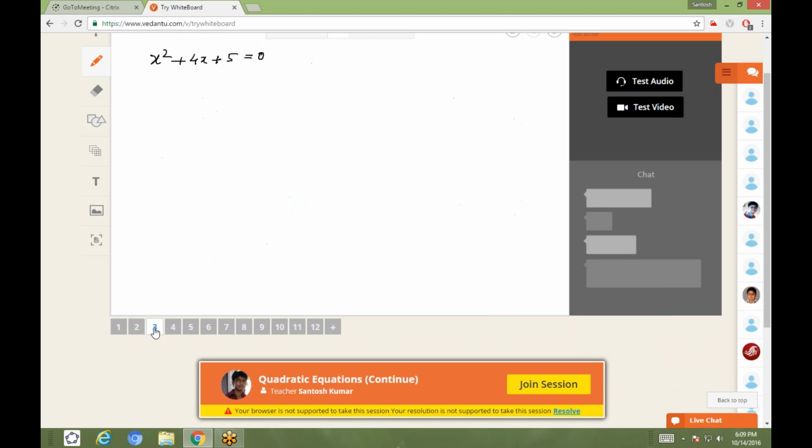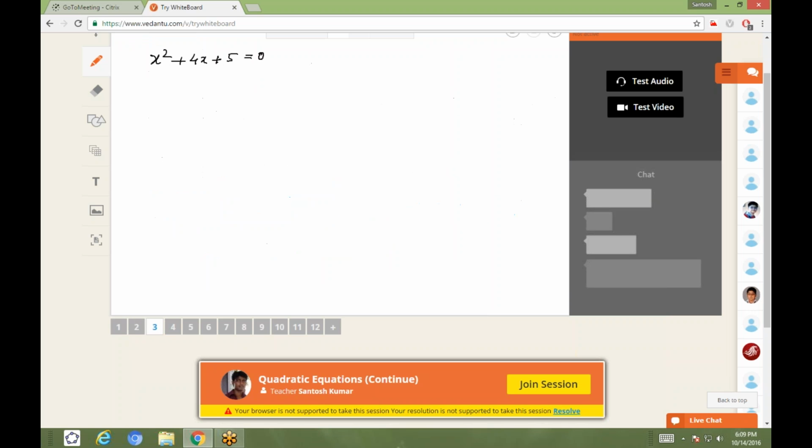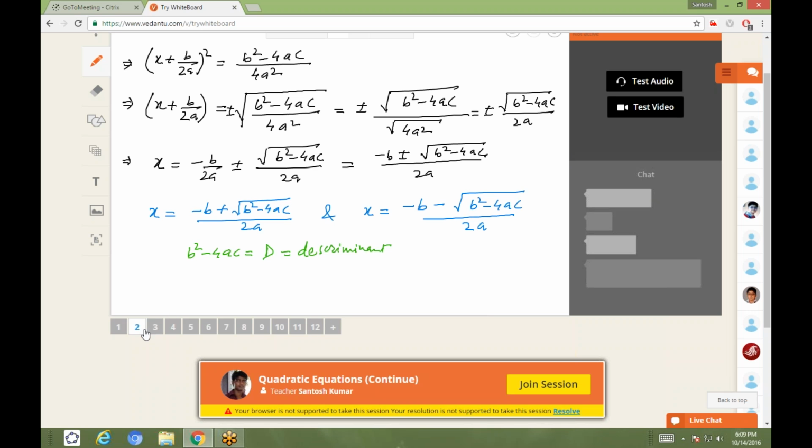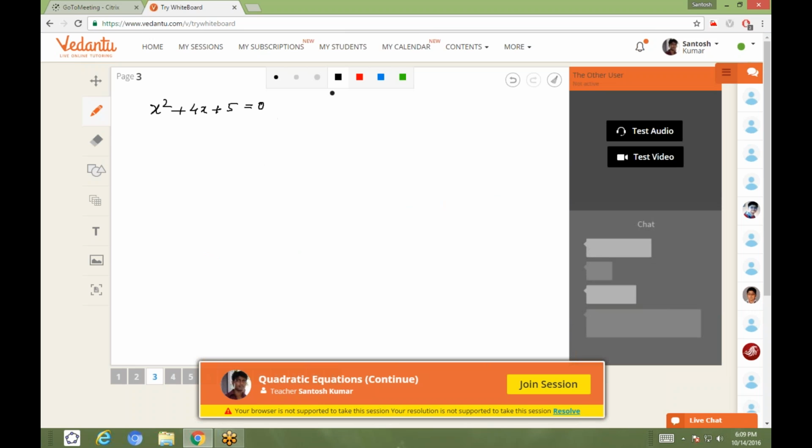Fine. So based on this, let's see. For whatever problems we had done so far, we solved them without using this quadratic formula, right? Now let's solve this problem using that quadratic formula. If you compare it with ax square plus bx plus c is equal to 0, what will be the value of a? 1. Exactly. Value of b? 4. And value of c?